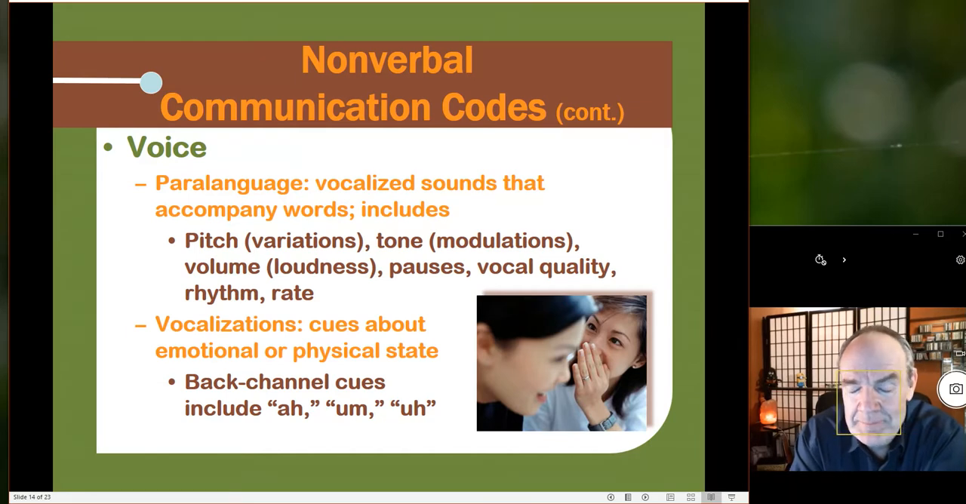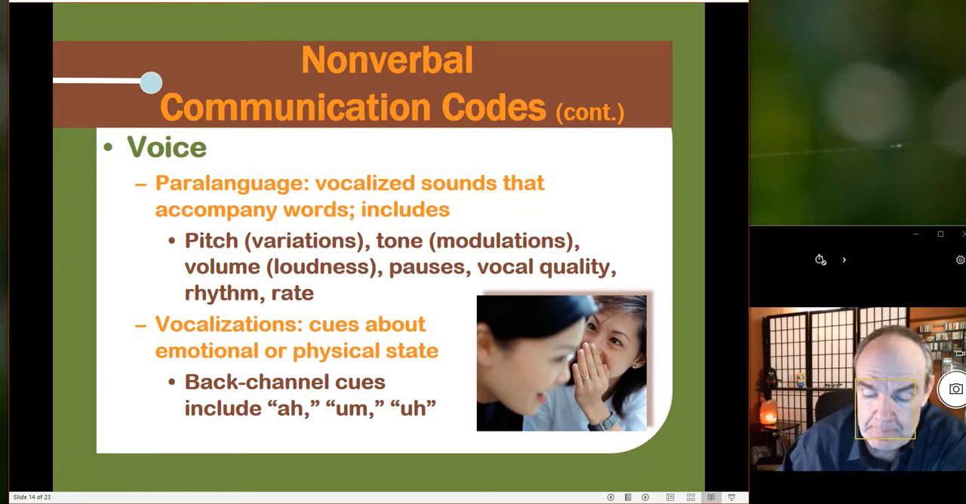Vocalizations say a lot, which some of you do in your speeches, and it shows your emotional state, meaning you're nervous. Enough said on that. We'll talk more about that when we talk about our speeches.